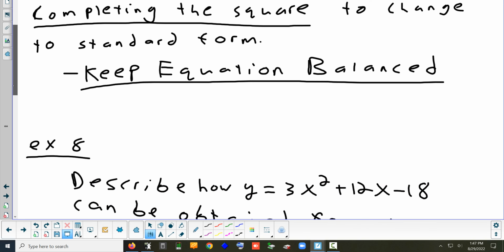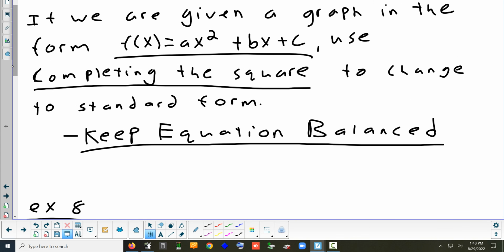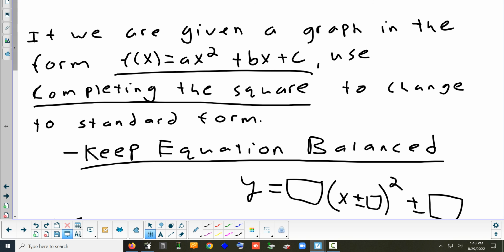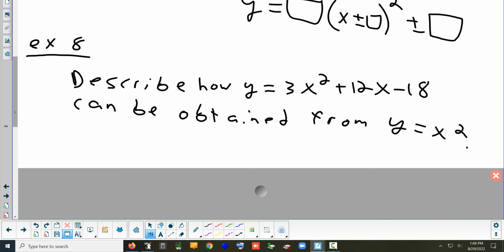So the equation we're going to look at is 3x squared plus 12x minus 18. That's the one that we're going to do. And when we're done, it's going to look like this. I'm going to have a number here. I'll have an x plus or minus a number inside parentheses squared. And then I'm going to have plus or minus a number. And those three boxes would tell me exactly what my shift is, vertical and horizontal, and my stretch. So we need to change this into that. So let me show you how we do it.